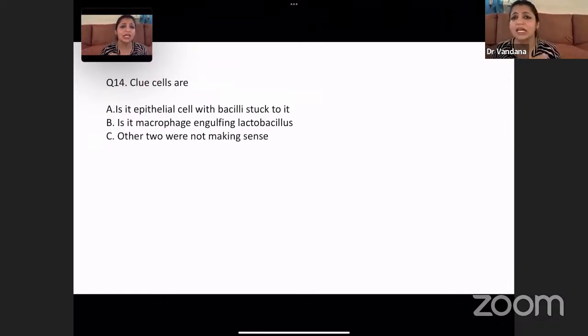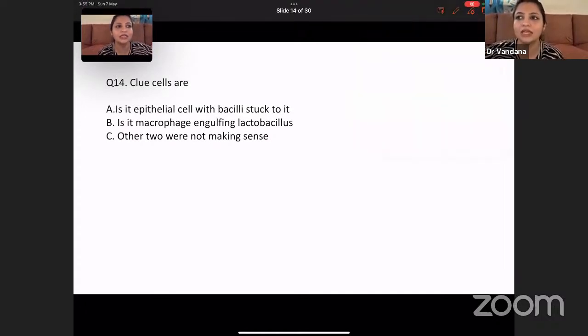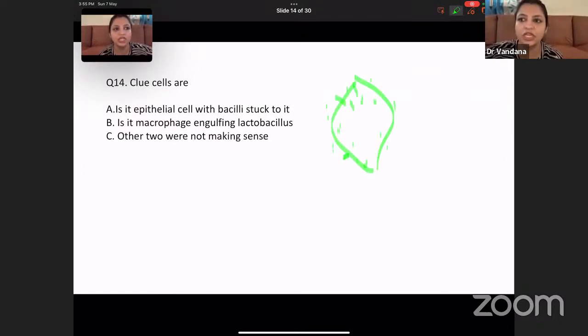Now, clue cells. This is a very simple question again. What is a clue cell? It is a very scoring question. All of you know, clue cells are epithelial cells on which the bacilli are stuck, and all the margins of the epithelial cells are stuck with the coccobacilli. So definitely it is an epithelial cell where the coccobacilli stick to it.